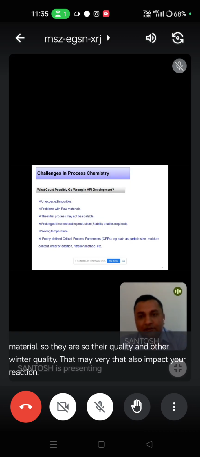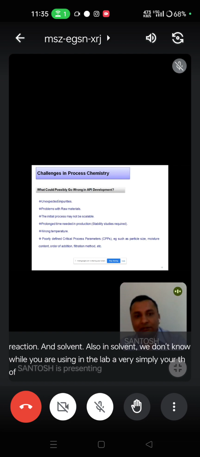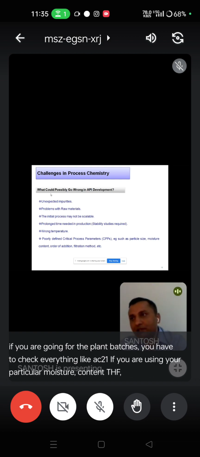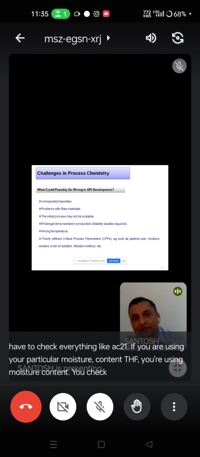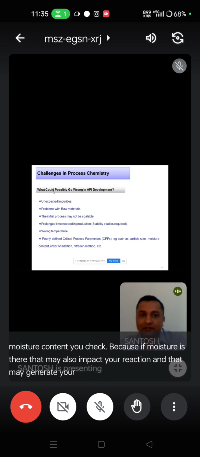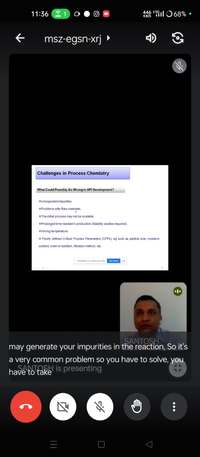And solvent also. In the lab, you very simply add your THF and do everything. But if you are going for plant batches, you have to check everything. Like acetone, if you are using it, you have to check the moisture content. THF, you check the moisture content. Because if moisture is there, that may impact your reaction and generate impurity in the reaction. So it's a very common problem. You have to take care of it before going to plant scale.